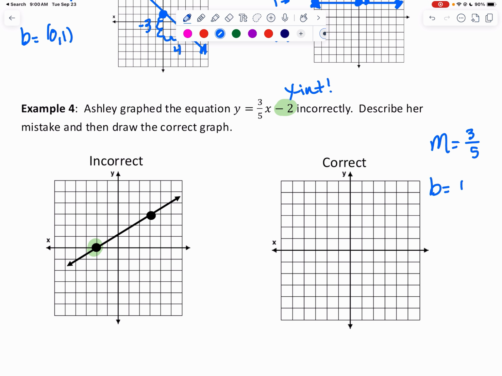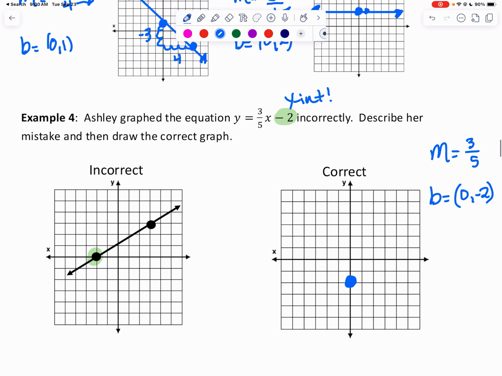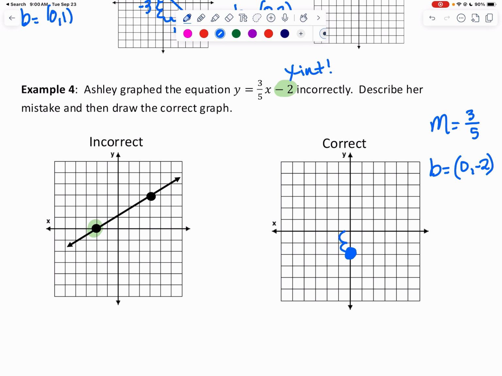So our slope is positive 3/5. The y-intercept is 0, negative 2, and it should have been placed right here. And then she should have moved up 3 units, 1, 2, 3, positive 3, and to the right 5, 1, 2, 3, 4, 5. So there's the correct form of Ashley's graph. And that concludes today's lesson on graphing linear relationships written in slope-intercept form.